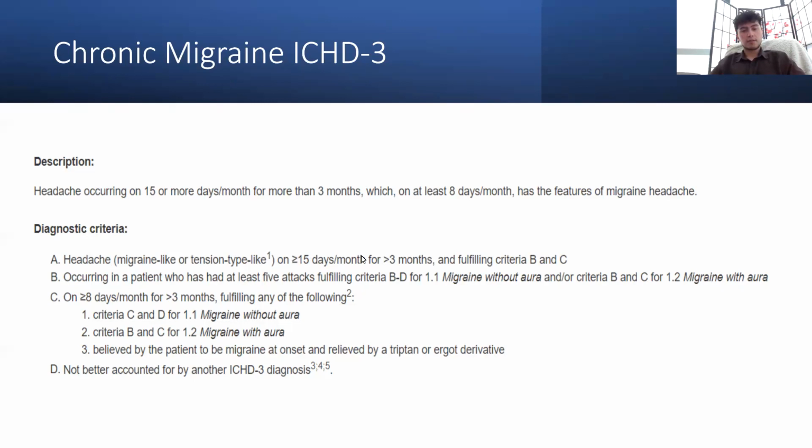As I said, headache on 15 or more days per month, fulfilling criteria B and C. Criterion B is occurring in a patient who has had at least 5 attacks fulfilling criteria B to D for migraine without aura, and/or criteria B and C for migraine with aura. And on at least 8 days per month for more than 3 months, fulfilling the criteria of migraine without aura and migraine with aura, and believed by the patient to be migraine at onset and relieved by a triptan or ergot derivatives, like migraine attack medications. And it's again not better accounted for by another ICHD-3 diagnosis.